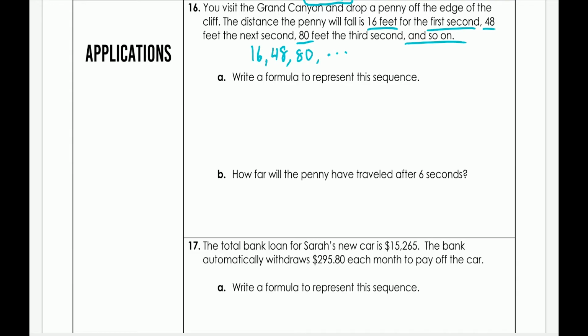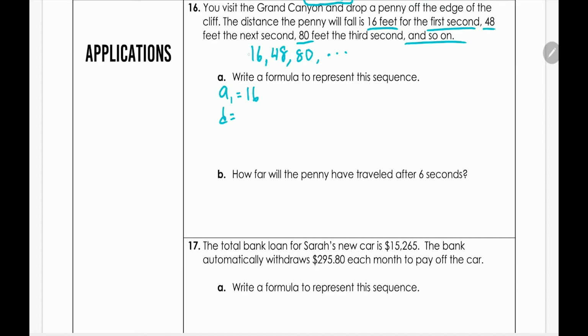So let's write the formula to represent the sequence. Notice that we're not asked to find what term yet. So we're not asked to find the 19th term. We're not asked to find the 15th term or whatever. It's just asking for a formula to represent the sequence. So that means that n is going to just stay as n. But we also have everything else. So the first term of the sequence is going to be 16. And the common difference, let's try and figure that out.